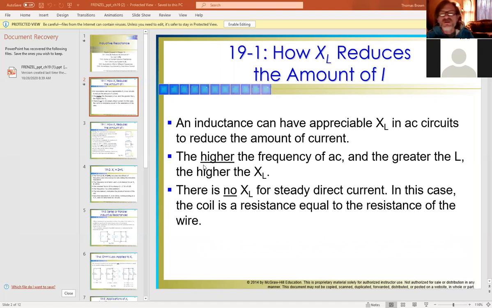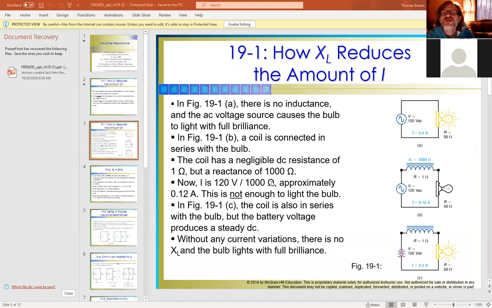And like I was saying at the very bottom statement, there is no X of L for steady direct current. And there isn't. Like he states, it's a coil, and the resistivity of wire is pretty minimal. But so here we go and look at how X of L reduces the amount of current. He draws us a nice little circuit. The very first one is just a simple series circuit where we have an AC source feeding into a light bulb. Now the second one, we look at B here.